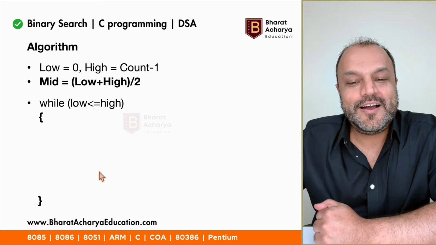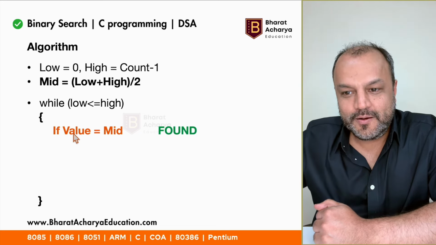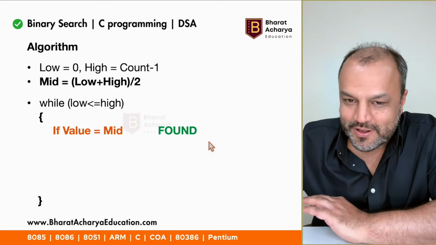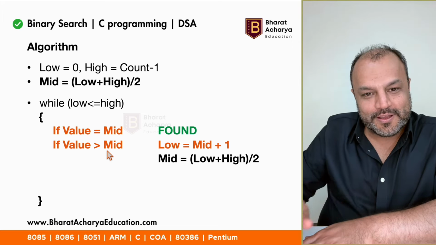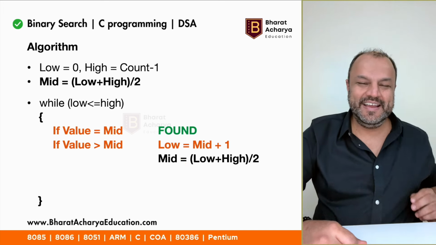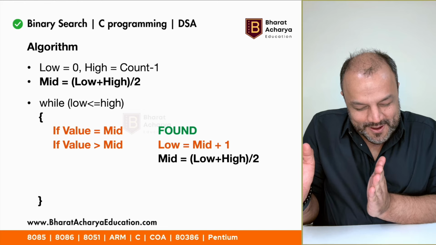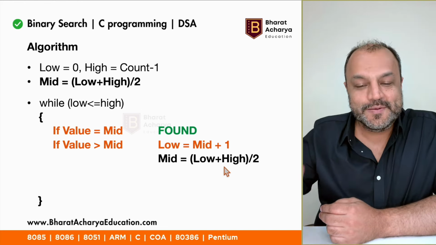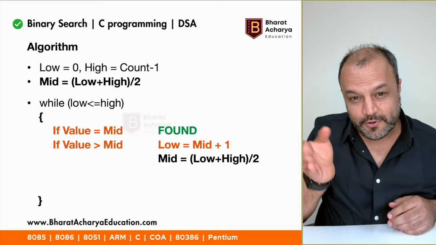What is your loop? Compare search value with the mid value. If they are equal, you've found it. Done. If search value is greater than mid value, you go on the right. When you go on the right, what happens? Please answer. When you go on the right, high remains the same, low becomes mid plus 1. And calculate the new mid again. Similarly, when you go on the left, say this. If the value you're searching is less than the mid value, then you go on the left.